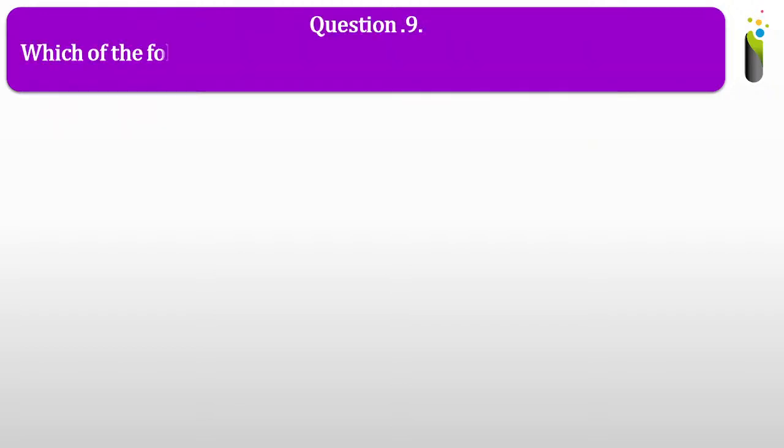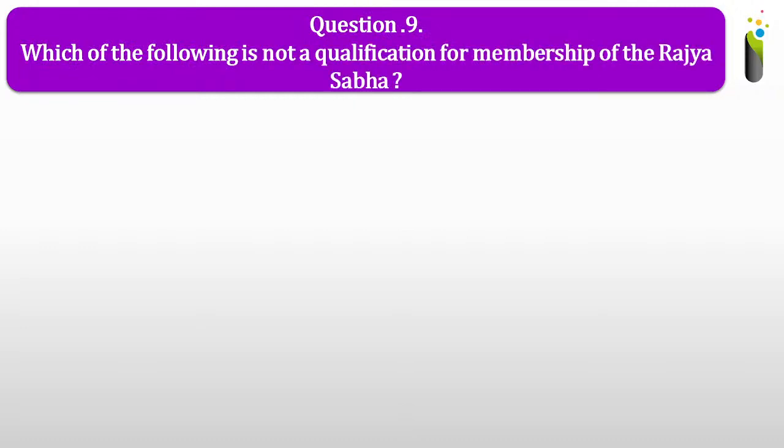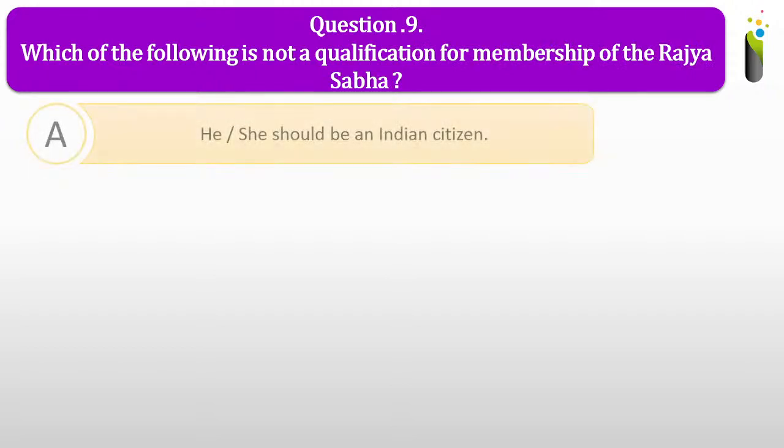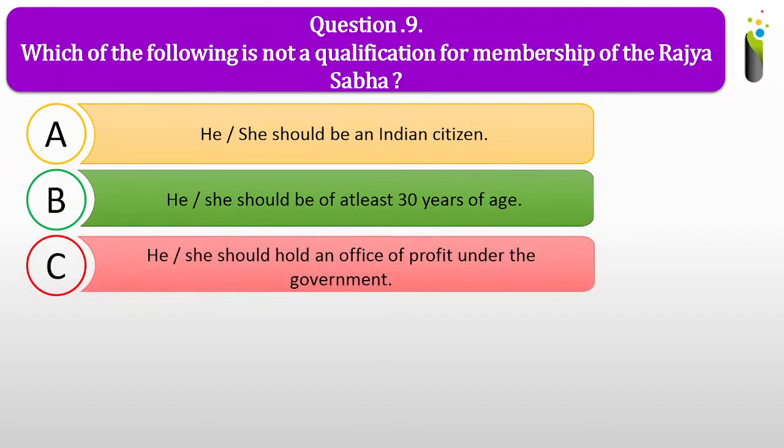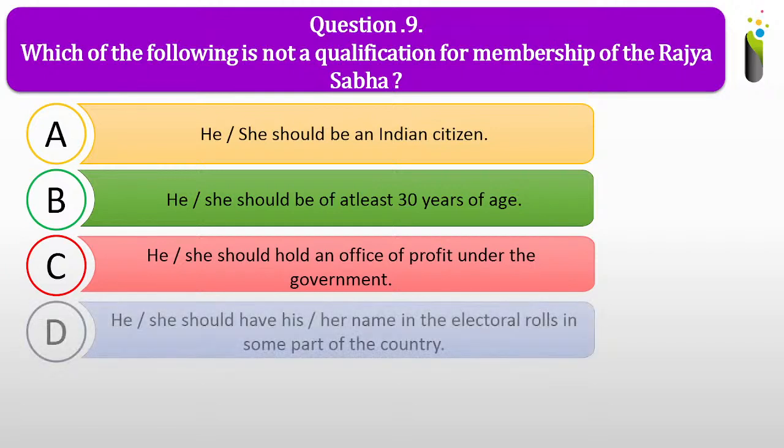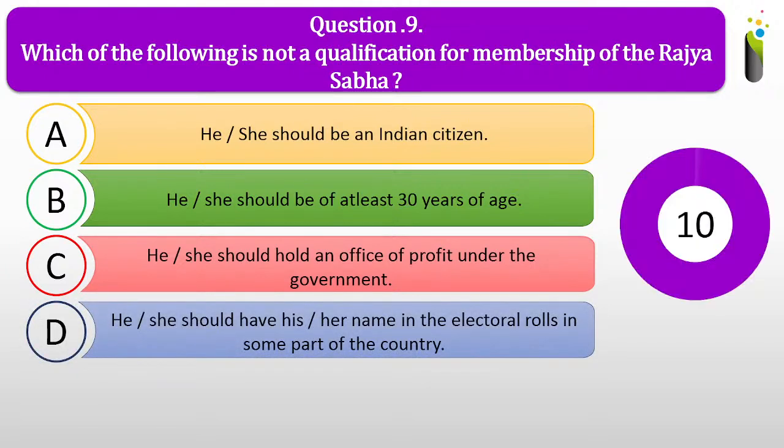Coming to the next question, number 9. Which of the following is not a qualification for membership of the Rajya Sabha? A. He or she should be an Indian citizen. B. He or she should be of at least 30 years of age. C. He or she should hold an office of profit under the government. D. He or she should have his or her name in the electoral rolls in some part of the country.